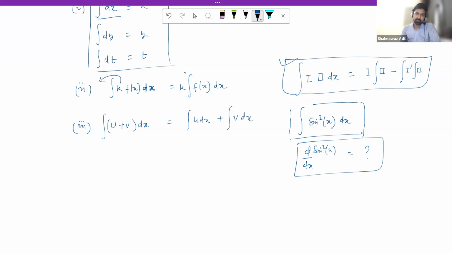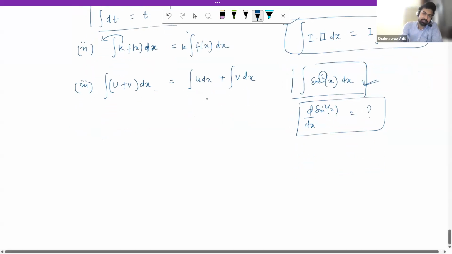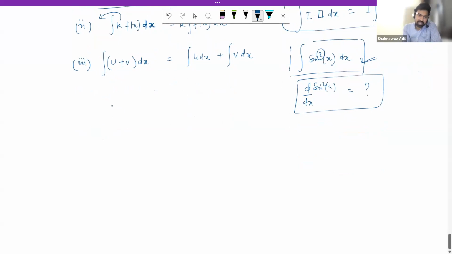So the question is, if you have to solve, which one? The sine square x. Yes, this one. Then we have to use something which we know how to handle, changing this thing to known results. So in this case, we know that if I have this integration sine of 3x plus 4 dx, right?